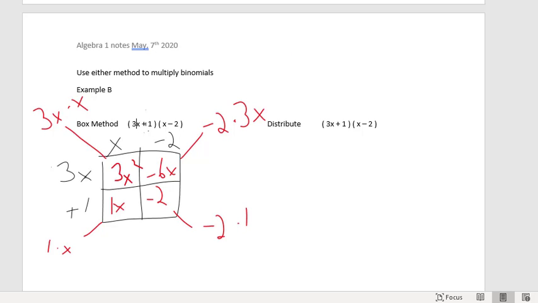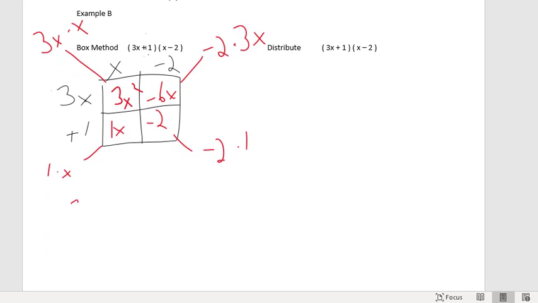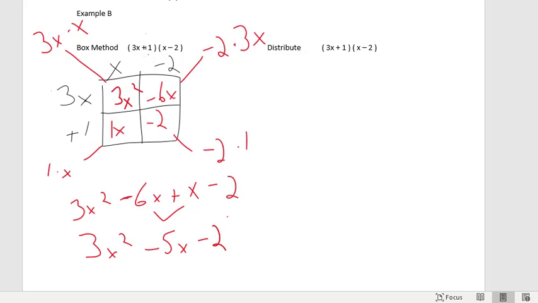Add them together. Add up all the little pieces. So I get 3x squared minus 6x plus x minus 2. Combine my like terms, and my final answer is 3x squared minus 5x minus 2. All right, and distributing is a similar idea.